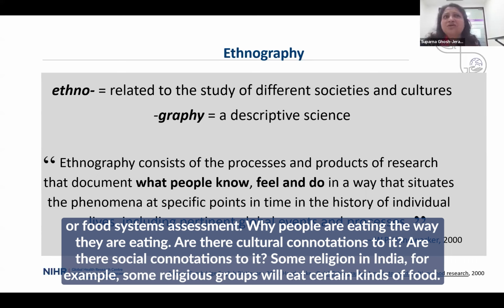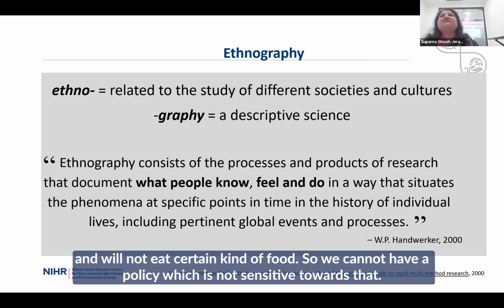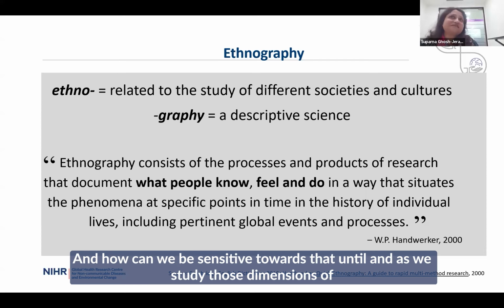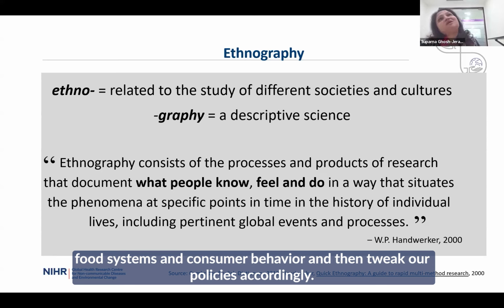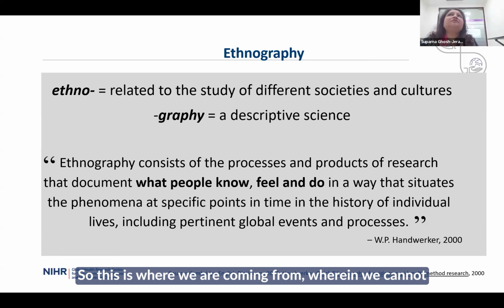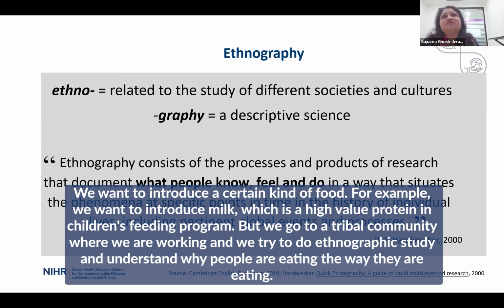Are there connotations to it? Are there social connotations to it? Some religious groups in India, for example, will eat certain kinds of food and will not eat certain kinds of food. So we cannot have a policy which is not sensitive towards that. And how can we be sensitive towards that unless we study those dimensions of food systems and consumer behavior, and then tweak our policies accordingly. So this is where we are coming from, wherein we want to introduce a certain kind of food. For example, we want to introduce milk, which is a high value protein, in children's feeding programs.